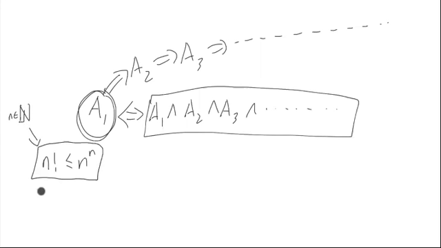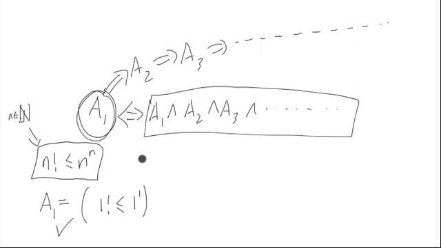Well, first of all, let's look at the first statement, A sub 1. Is that true? Well, clearly, 1 factorial is less than or equal to 1 to the 1. Yes, that's true. Okay, so A sub 1 is true.